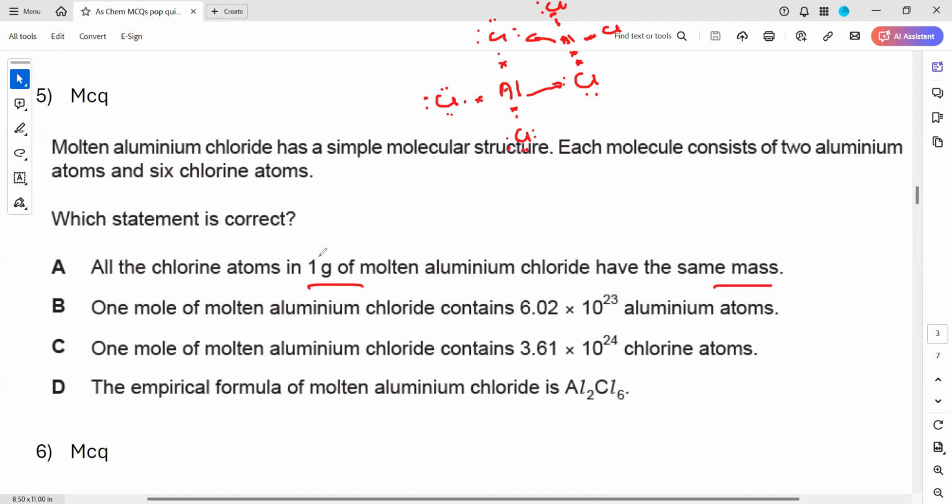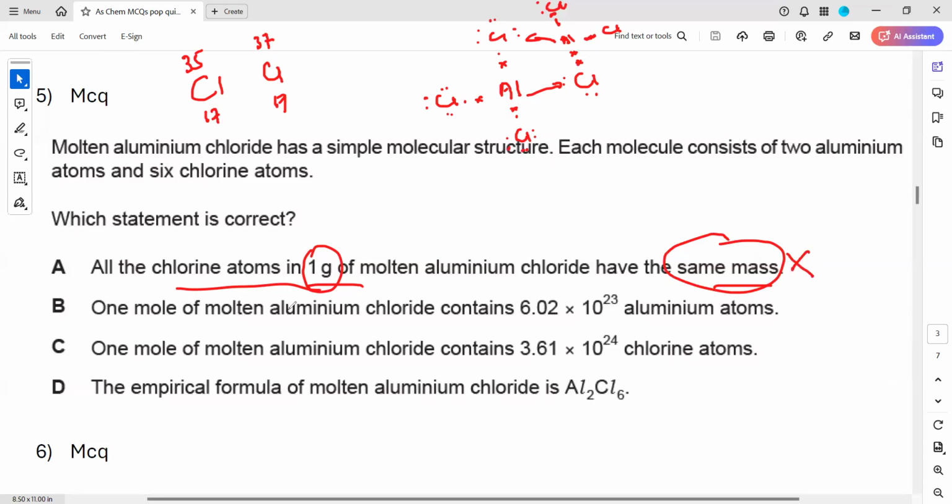Why may this statement not be true? Because we have two isotopes of chlorine. What are the two common isotopes of chlorine? We may have chlorine-35 or we may have chlorine-37. So not all chlorine atoms have the same mass. Why is it not true? Because chlorine has two isotopes. It can be 35, it can be 37. That's why this statement is not correct.